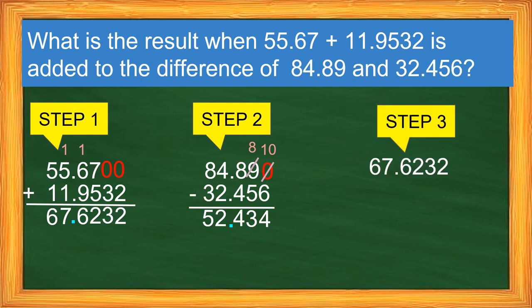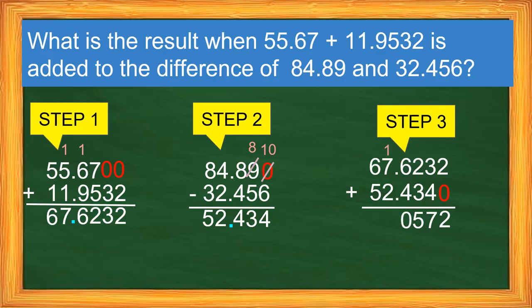So 67.6232 plus 52.434. Again, may blank space. Dagdagan natin ng 0. And then add na natin. So this is 2, 7, 5, and then 6 plus 4 is 10. So this will be 0, carry 1.